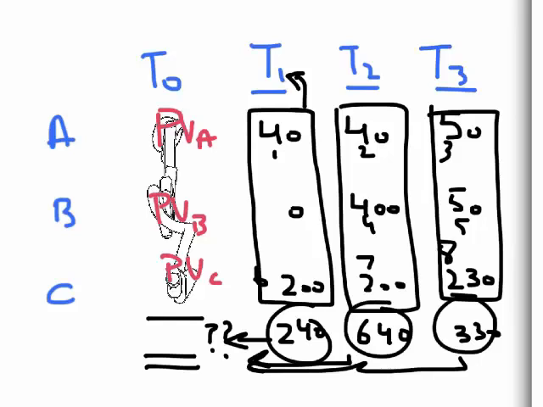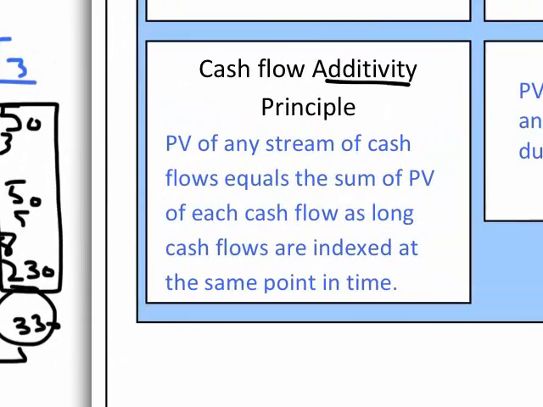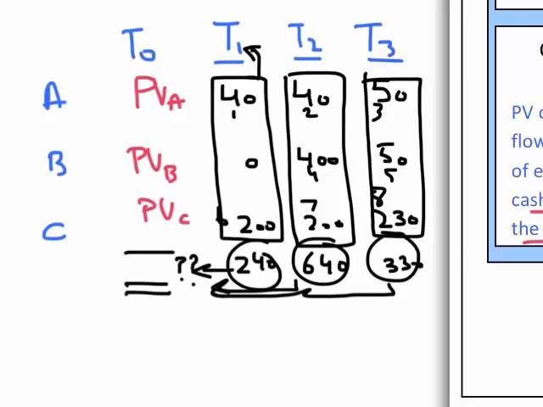This is known as the cash flow additivity principle. You can add cash flows and then discount. So present value of any stream of cash flow equals the sum of the present value of each cash flow, as long as cash flows are indexed at the same point in time. So all it is saying is, instead of calculating present value of each project, just add cash flows at each year and then discount. So this will be discounted for 1 year, this will be discounted for 2 years, and this will be discounted for 3 years.